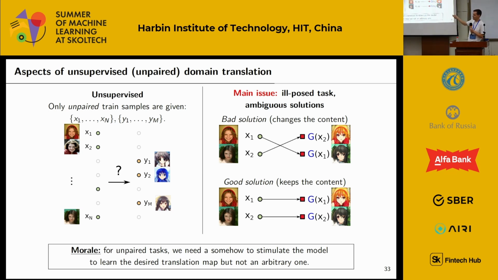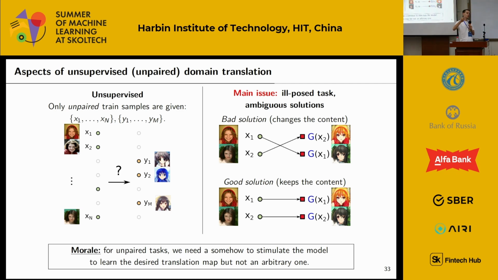So in practice, when one talks about unpaired domain translation problems, one usually says that the model should learn certain domain translations which are reasonable from the practical perspective, and from the practical perspective such domain translations are usually associated with maps which keep the content of the image.